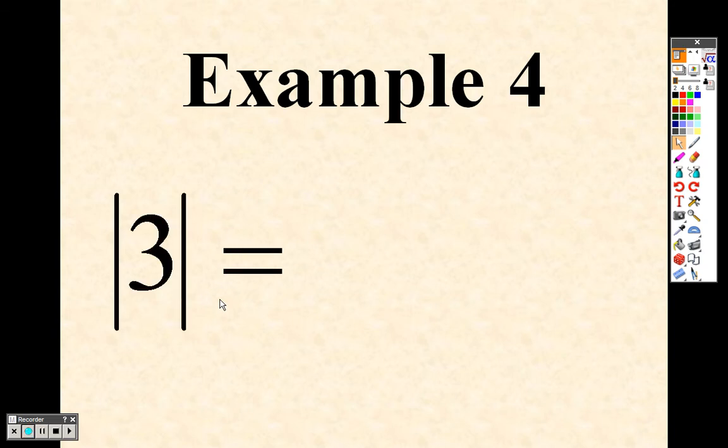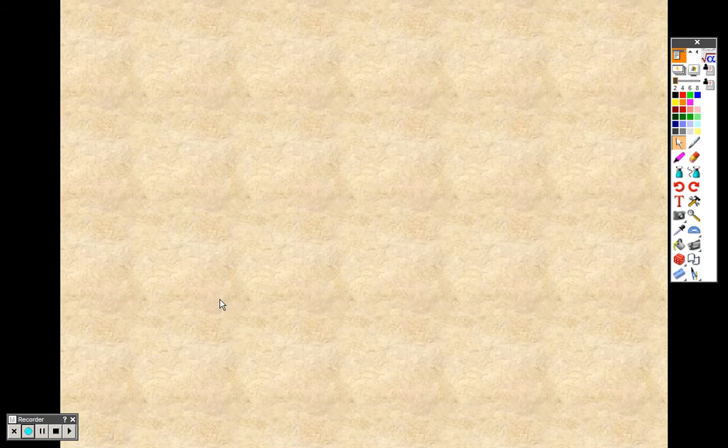So for example, the absolute value of 3 is 3. That's simple. You're always going to get a positive answer out. So the absolute value of negative 4 is 4. The absolute value of negative 8 is 8. The absolute value of positive 14 is positive 14.